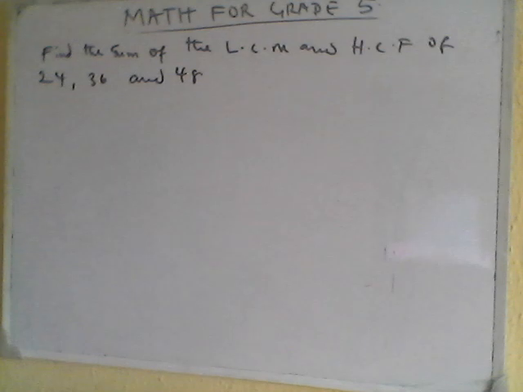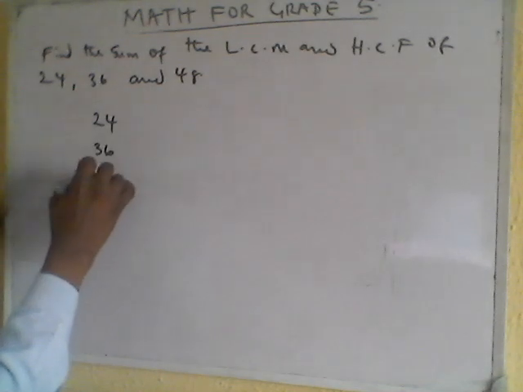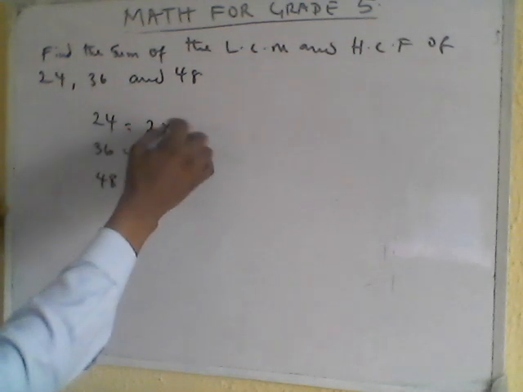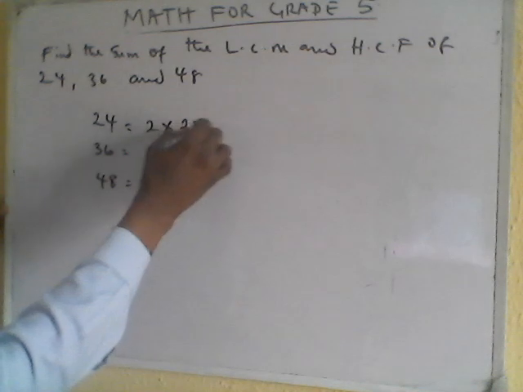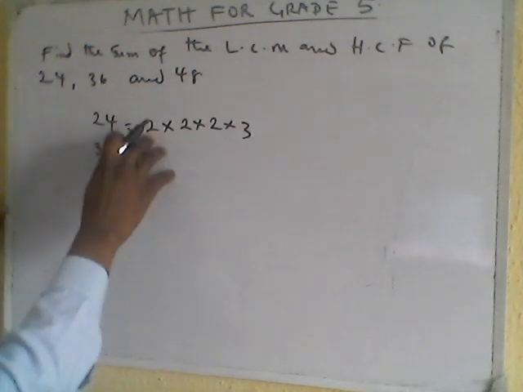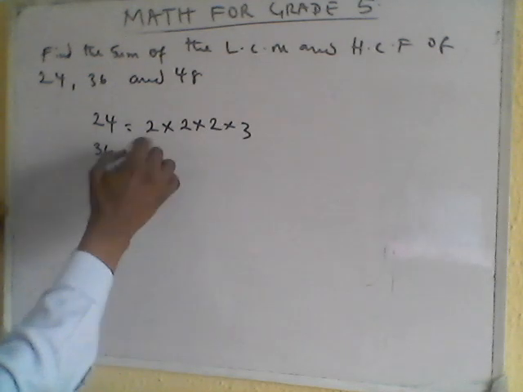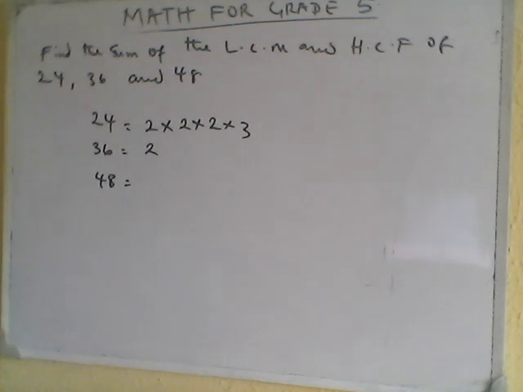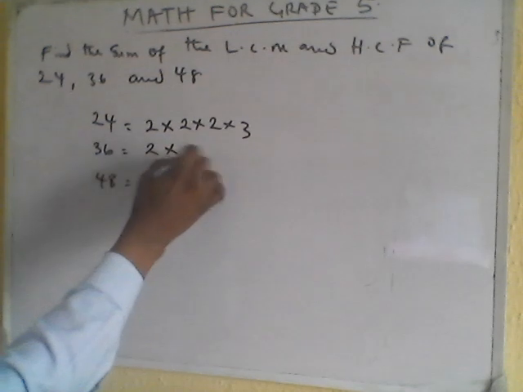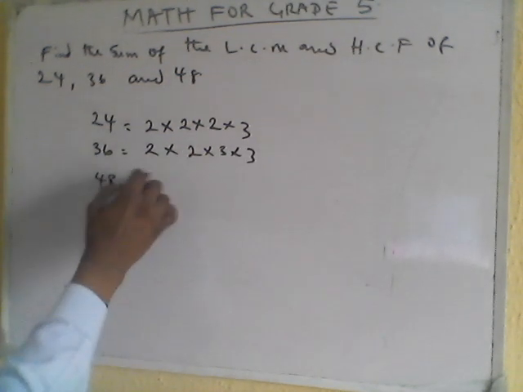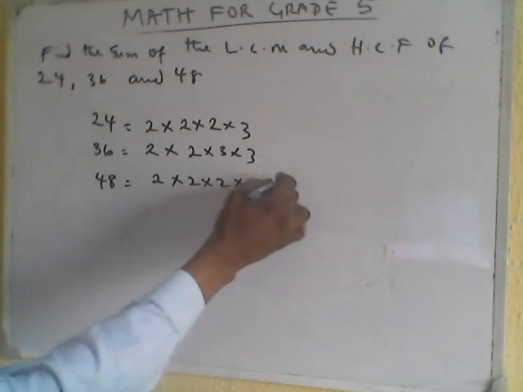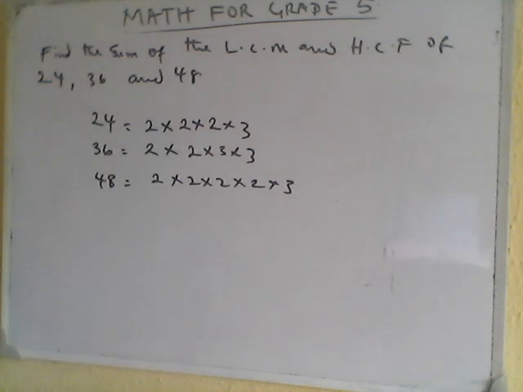Okay, so to find the sum of the LCM and HCF of 24, 36, and 48, we'll break this down into the factors. So 24 is 2 times 12, 12 is 2 times 6, 6 is 2 times 3. So this is 2 times 2, 4, 4 times 2, 8, 8 times 3 is 24. 36 is 2 times 18, 18 is 2 times 9, 9 is 3 times 3. 48 is 2 times 2 times 2 times 2 times 3. Okay, so these are the factors.